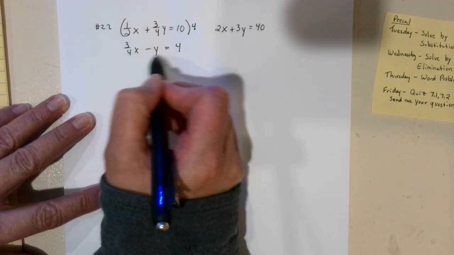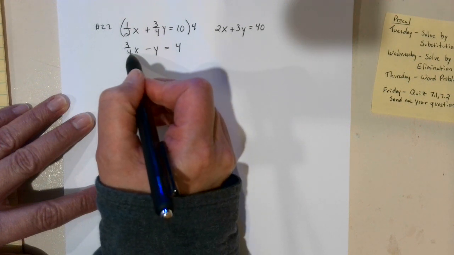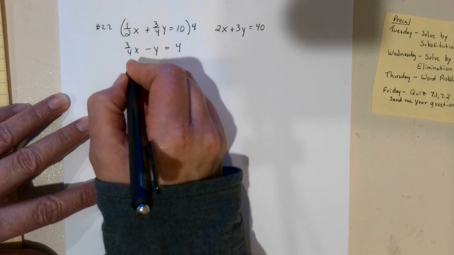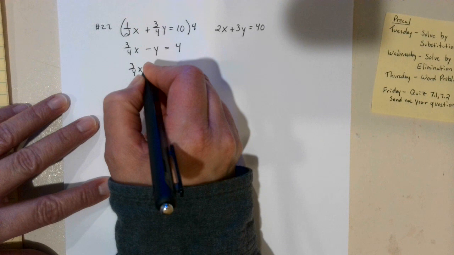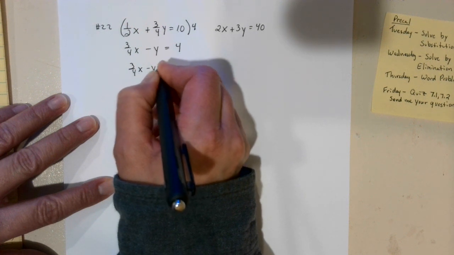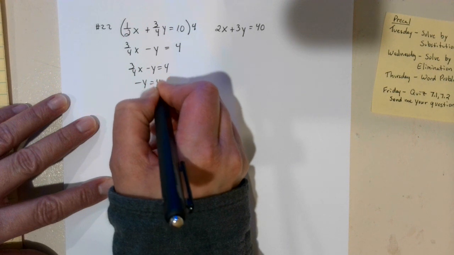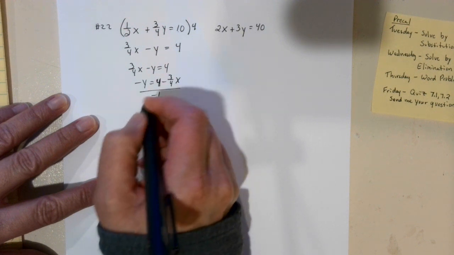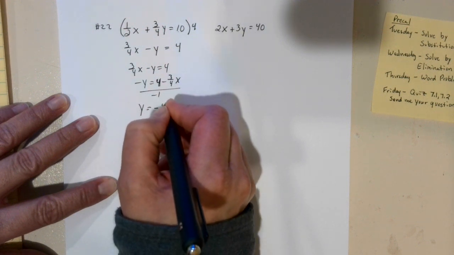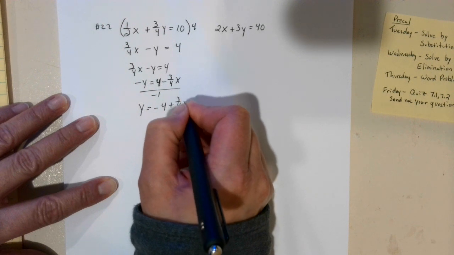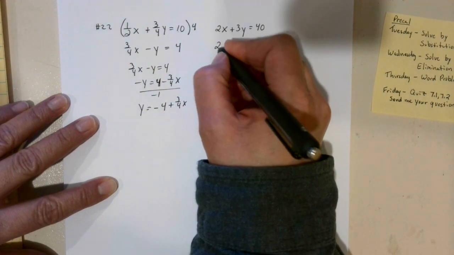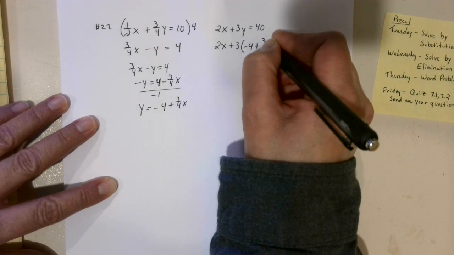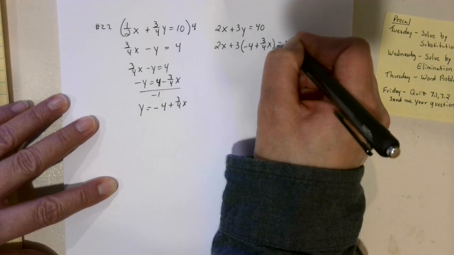Now this one, if I did that, I would be moving the 4 around, but then when I go to solve for a variable, I'm going to introduce fractions again. So I'm just going to kind of live with it, and I'm going to get the y by itself. So I'm going to subtract the 3/4 x over to the other side, and I'm going to divide everybody by negative 1. So I have y is equal to negative 4 plus 3/4 x. So I'm going to take that up here, and in place of the y, I'm going to put negative 4 plus 3/4 x equals 40.